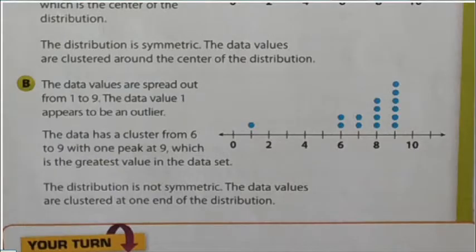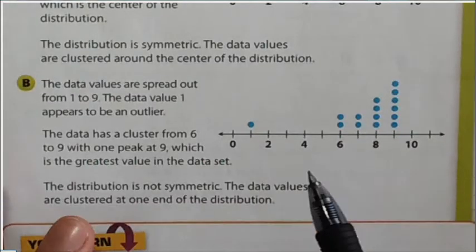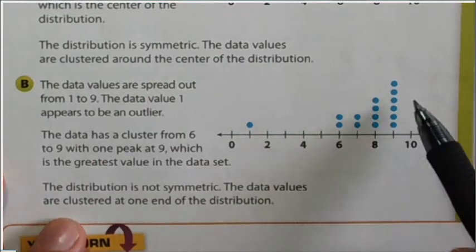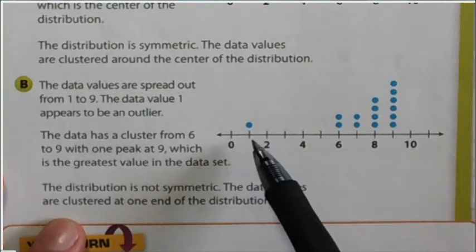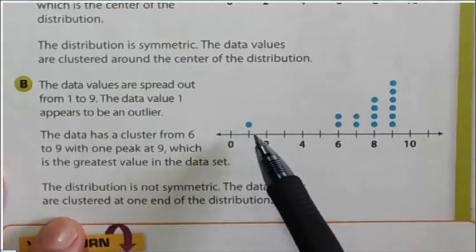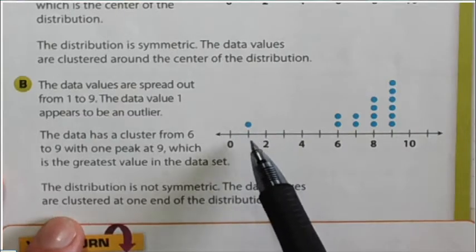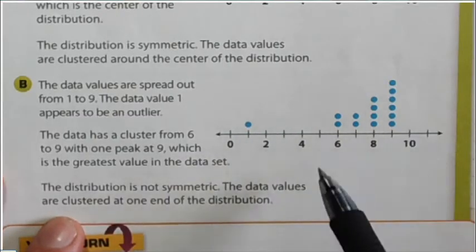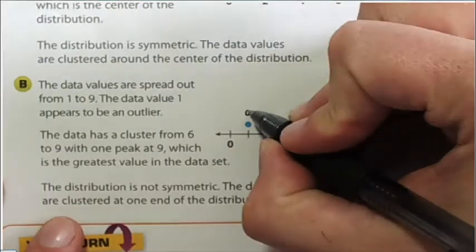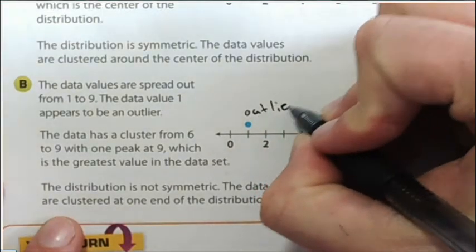Okay, so looking at B, it says the data values are spread out from 1 to 9. The data value 1 appears to be an outlier. So if we look at this, we've got a nice little cluster over here, but then we've got this 1 way out here. It's kind of not really affecting the rest of our data, but this would really change the mean or the average of our data. So we call this an outlier. I'm going to go ahead and write that out here, just to be aware of that.